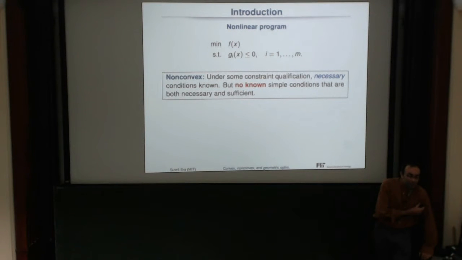Which is why once you start looking at discovering interesting subclasses of non-convex problems, what you're really chasing in the end is a bunch of easy to verify sufficient conditions that guarantee either local or global optimality. So that's the abstract view of these things.